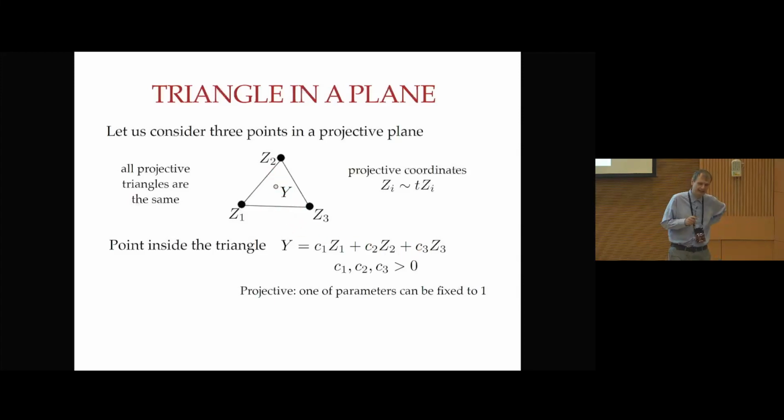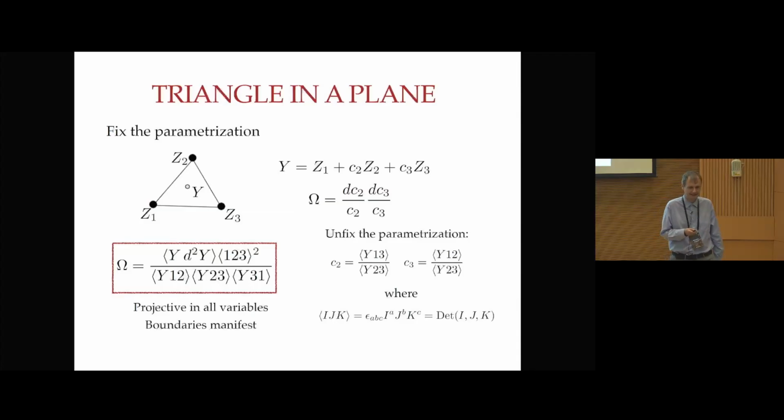Because we are in the projective space, you can always choose one of the coordinates to be 1. Only the ratios between the c's actually make sense. Now, we can repeat the calculations from here.